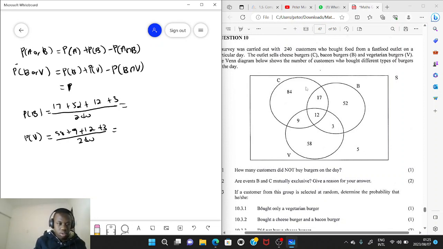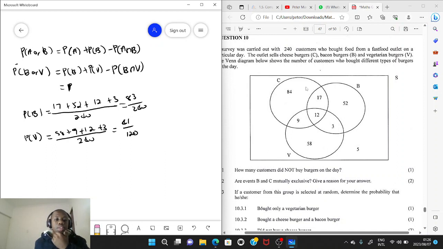So what is 17 plus 52 plus 12 plus 3 all over 240? Now you have 83 over 240. And then for the other one, you will have 58 plus 9 plus 12 plus 3. In this case, you will have 41 over 120.